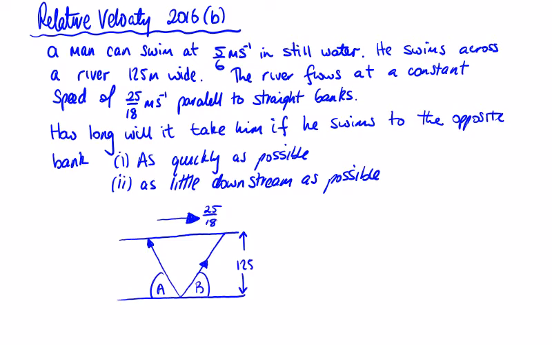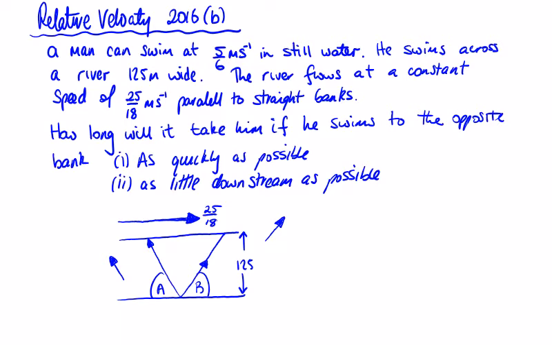If the river is flowing in this direction, obviously if he swims out in this direction, he'll get there quite quickly because he's going with the stream. He's going to have to swim in this direction to go down as little as possible, or they can describe that question as directly across. So let's have a look if he goes in this direction.